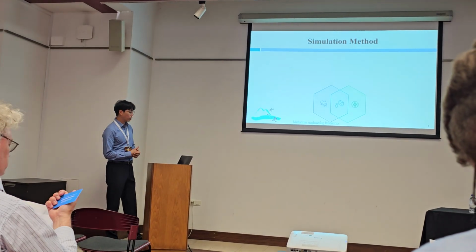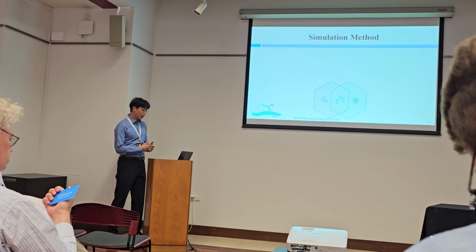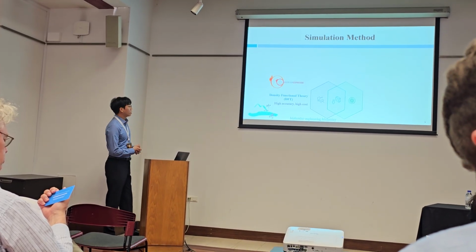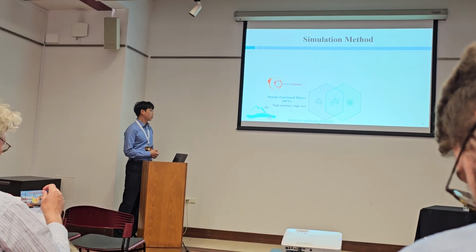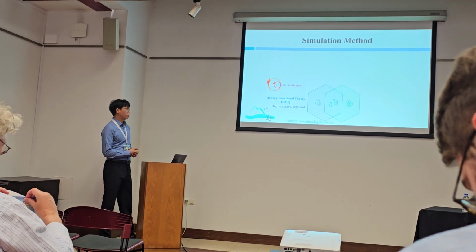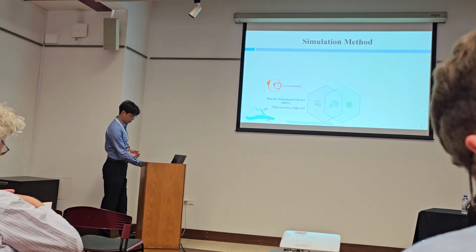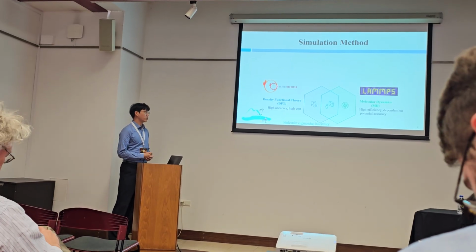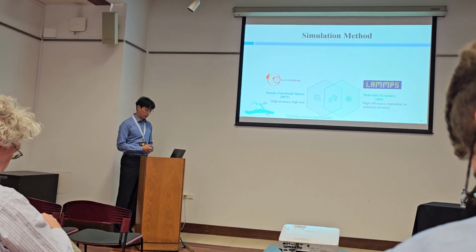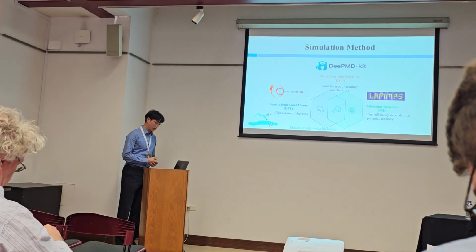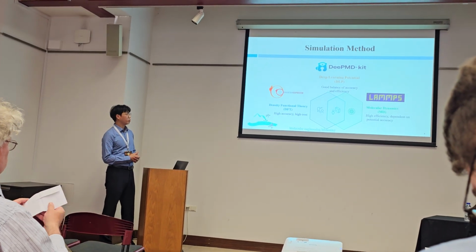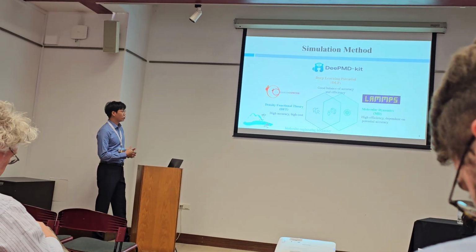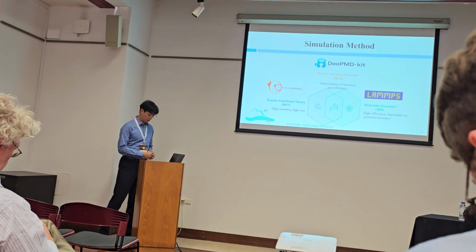Now, let me explain our simulation method. We need to balance accuracy and efficiency. Density functional theory, DFT, gives high accuracy but high computational cost. Molecular dynamics has high efficiency, but it depends on potential accuracy. Deep learning potential, DLP, provides a good balance of accuracy and efficiency. This is the reason why we choose the deep learning approach.